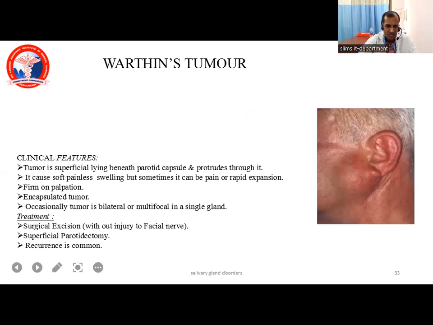And Warthin's tumor, clinically, is superficial, lying beneath the parotid capsule and protruding through it. Warthin's tumor causes soft, painless swelling, but sometimes can be painful on rapid expansion. It is an encapsulated tumor.